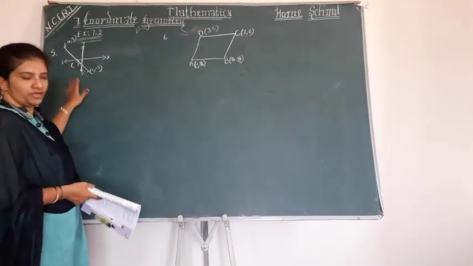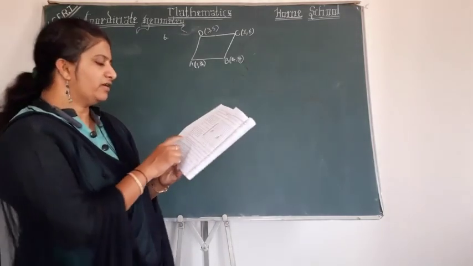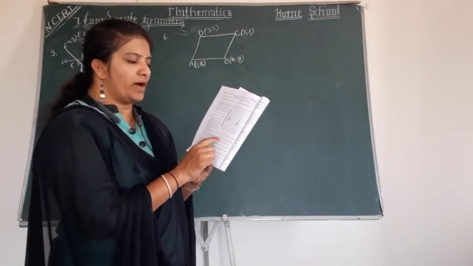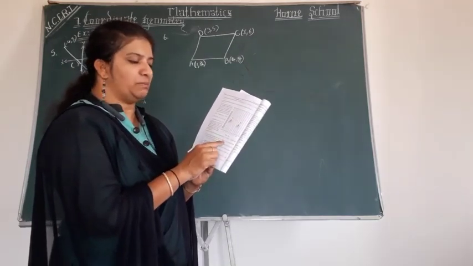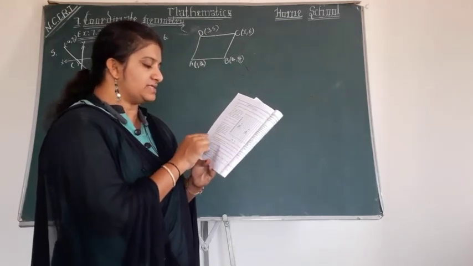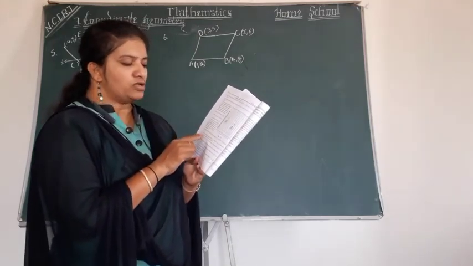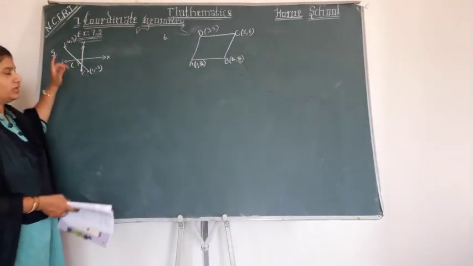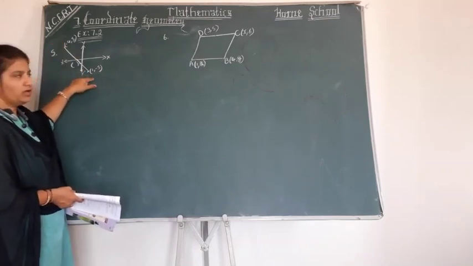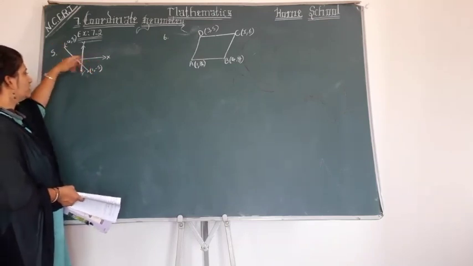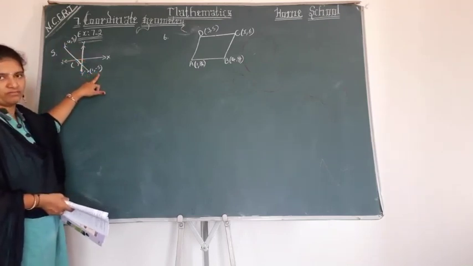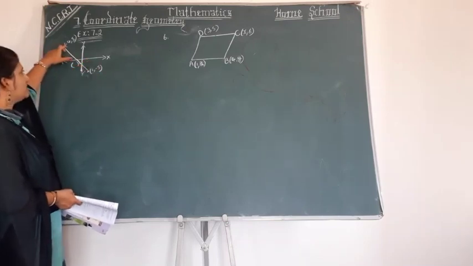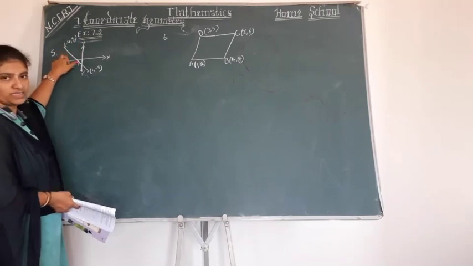See the fifth problem here. Fifth problem, what do you have? Find the ratio in which the line segment joining A (1, -5) and B (-4, 5) is divided by the x-axis. Also find the coordinates of the point of division. Look here, the line segment joining the given points. I have drawn a Cartesian plane here. We can guess that (1, -5) will be in the 4th quadrant, and (-4, 5) will be in the 2nd quadrant.